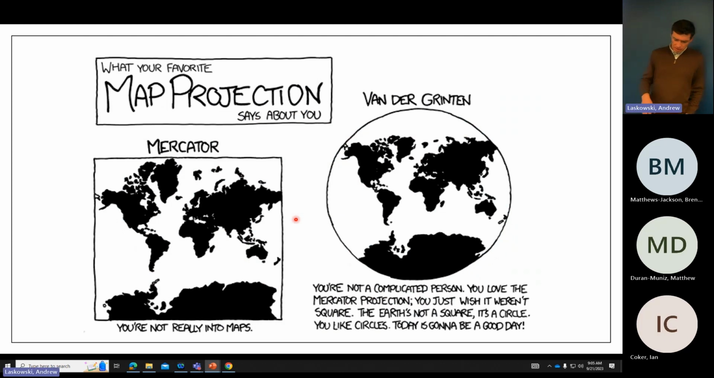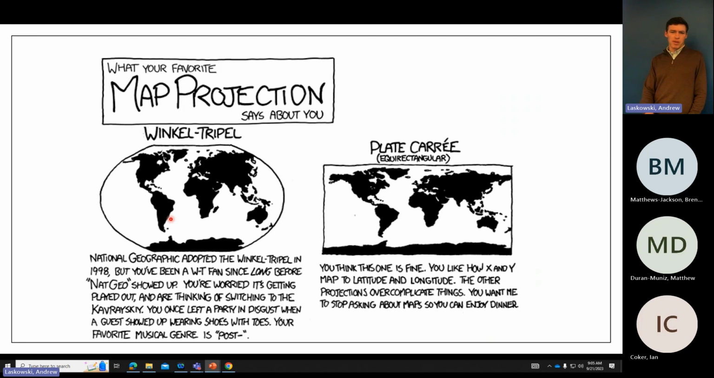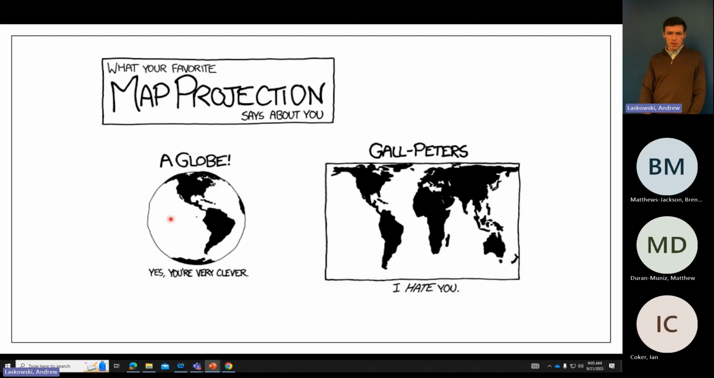There's a comic called XKCD, and I think the person who writes the comic took a lot of cartography courses or does GIS, because there are so many comics about map projections. It's almost like a personal preference thing. Like Mercator, whatever, default, I'll just use this, everyone else does it. Some other ones: Dymaxion, you like this projection if you like Isaac Asimov, XML, and shoes with toes. Kind of a nerdy map projection. So you can check out these comics on the slides.